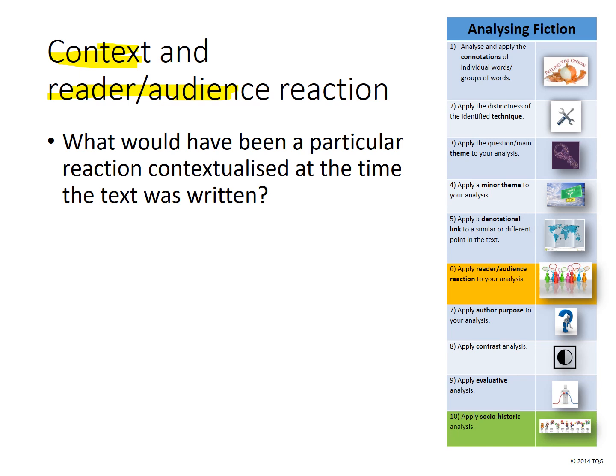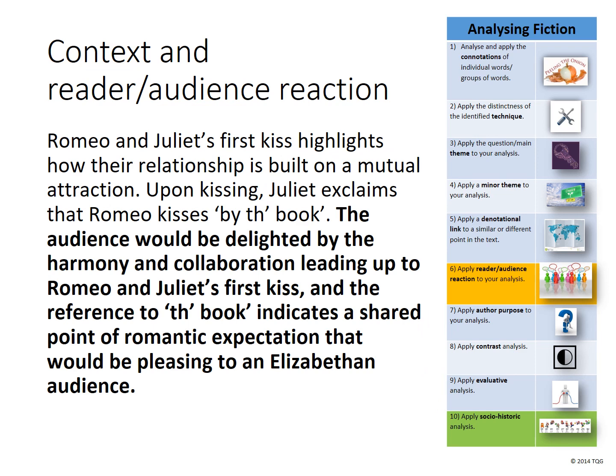So this is important to note. What would have been a particular reader or reaction at that time? And the example I've given is this. The audience would be delighted by the harmony and collaboration leading up to Romeo and Juliet's first kiss. You could talk a bit about the sonnet form there. And the reference to the book indicates a shared point of romantic expectation that will be pleasing to an Elizabethan audience.